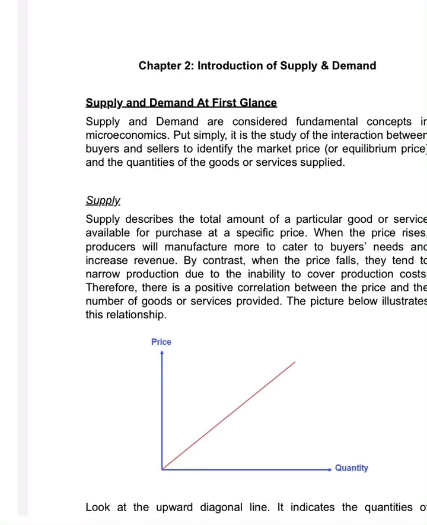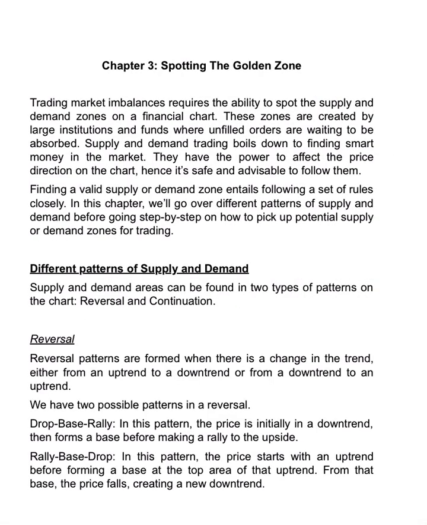That supply and demand, we have different patterns of supply and demand. It can be found in two types of patterns on the chart: the reversal and the continuation. So the reversal, we said the patterns are formed when there is a change in the trend, either from an uptrend to a downtrend, or from a downtrend to an uptrend.